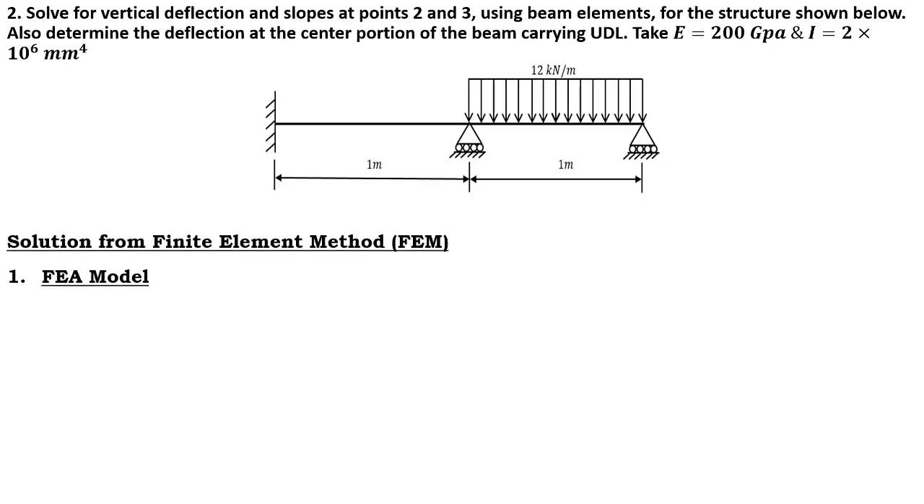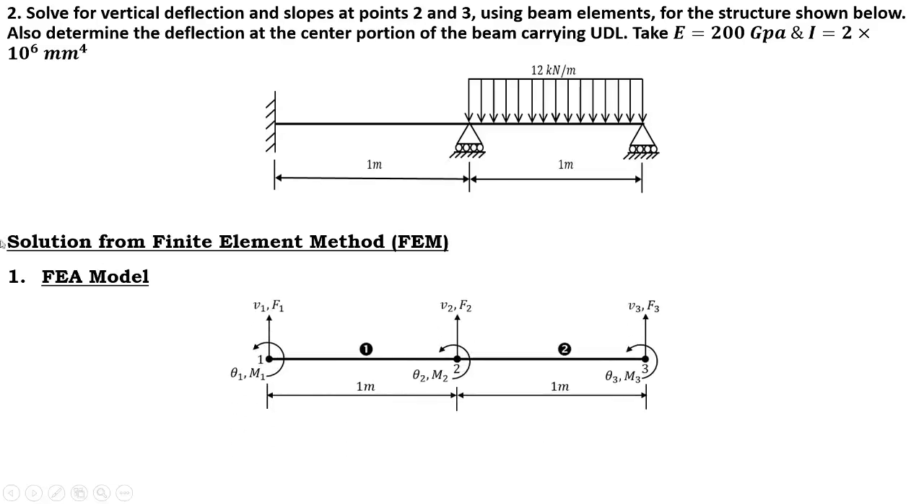So let us start solving this problem using the finite element method. First we need to do the FE model. This is my FE model, considering two elements, element number 1 and element number 2, with 3 nodes. At all 3 nodes I have shown the possible application of the force and moments as well as the displacement and the slope, and both elements have a length of 1 meter.